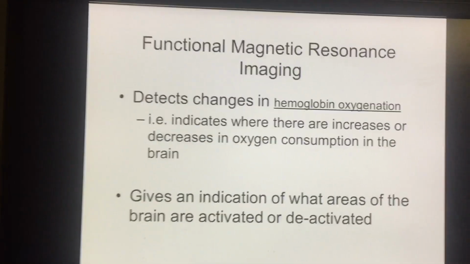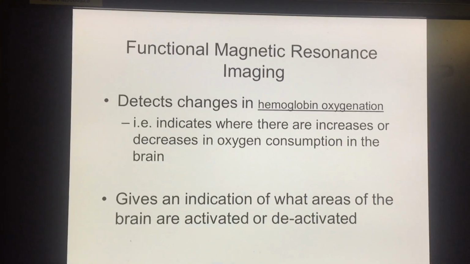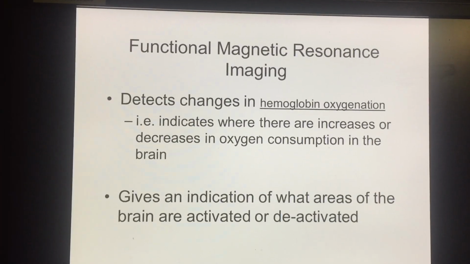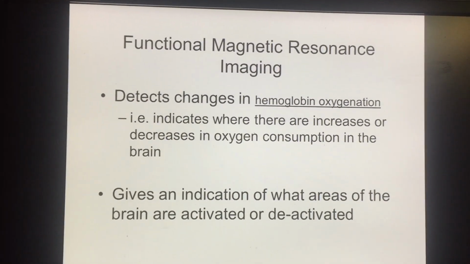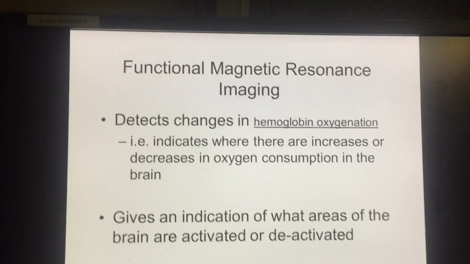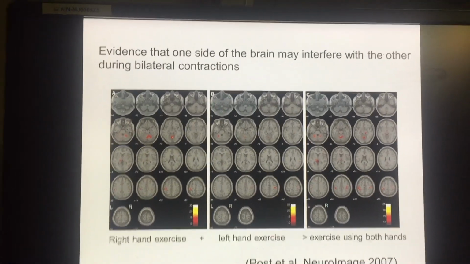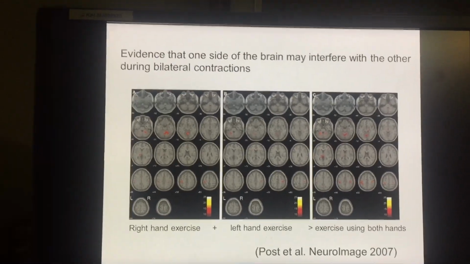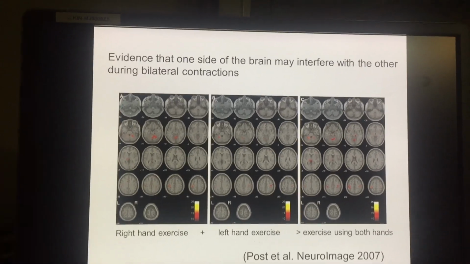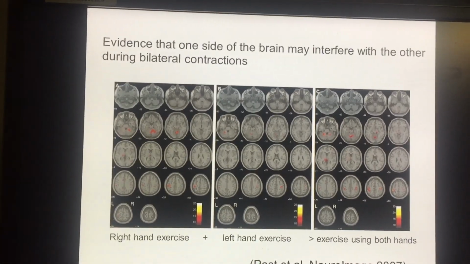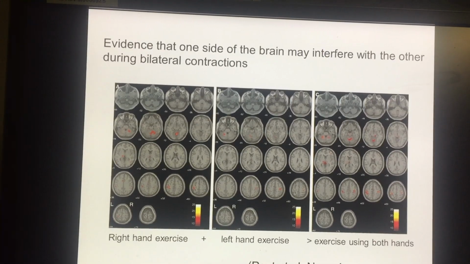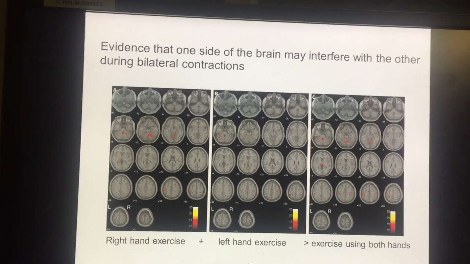Essentially, it's measuring oxygen consumption in the brain, and if you're using different parts of your brain, that part of the brain is going to be consuming more oxygen. So using this technique, you can see from this experiment, these are just images from the functional magnetic resonance imaging.